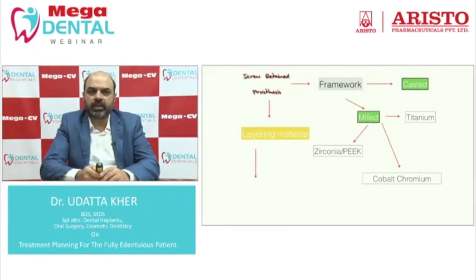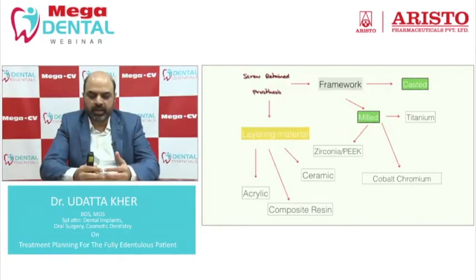Coming to the layering materials that are used, these are typically acrylic, it could be composite resin, or harder materials like ceramic can be used as a layer over these framework materials. So if you were to really look at any of the prostheses that are given to fully edentulous patients, it would basically be a combination between one layering material and the underlying framework material.